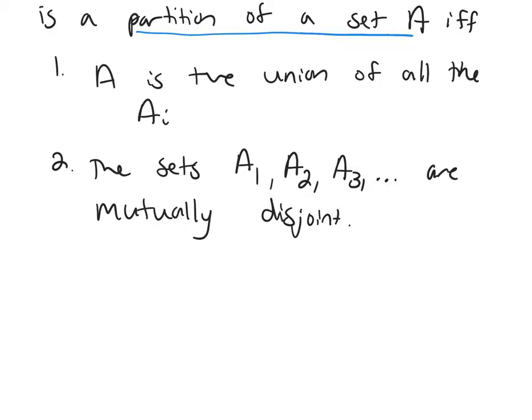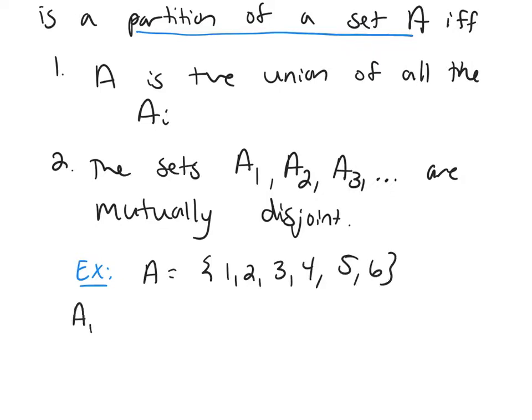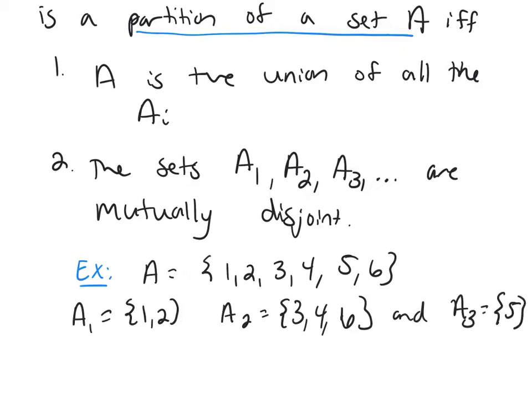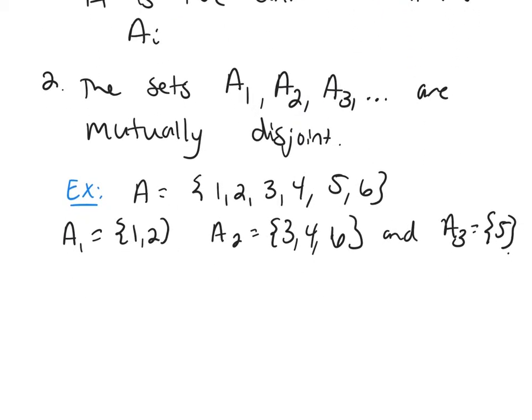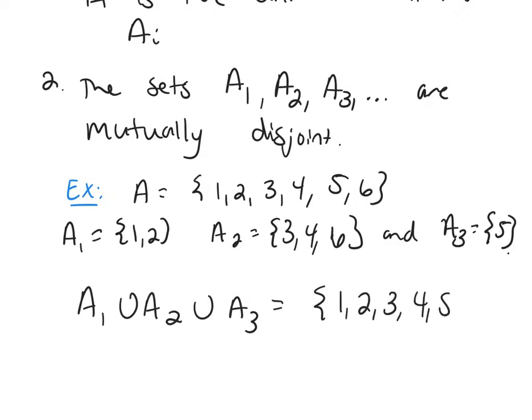So again, we came across a definition. Let's look at an example of it. Let's say my set A is the integers from 1 up to 6. And I'm going to take A1 to be 1, 2. A2 will be 3, 4, and 6. And A3 will be 5. And so let's look what happens when I take the union of all these sets together. You combine them into a single list, 1, 2, 3, 4, 5, 6. So when I take the union of them, I get A back. So I meet the first condition.